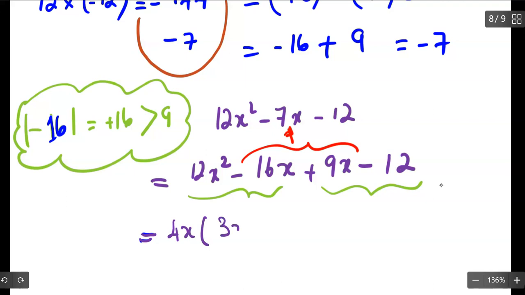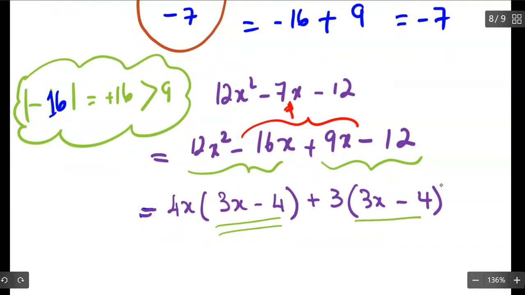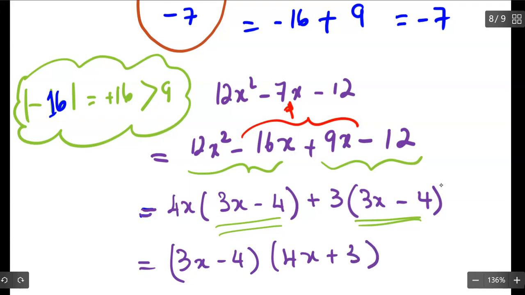Okay, so it's 4x. Right here I should have 3x minus 4. And in here I should take out the positive 3, so it will be 3x minus 4 left inside the bracket. So now this 3x minus 4 will be my common factor, so I will pull it out. And what do I have left? It's just 4x plus 3. Okay, so the same thing, if you write the 9x at the front and the negative 16x at the back, your answer should still be the same, except that you will have 4x plus 3 multiplied by 3x minus 4.